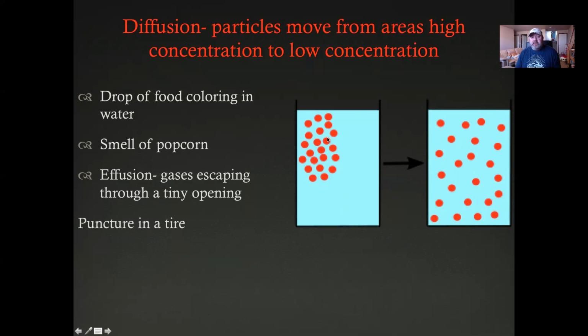Popcorn also is a great example. If you're downstairs or in a different room and someone's making popcorn, they're going to smell the popcorn before you because it's diffusing to them first. Eventually, it will diffuse to the rest of the area, whatever it happens to be, if it's at your house. And those molecules will be evenly spread throughout.